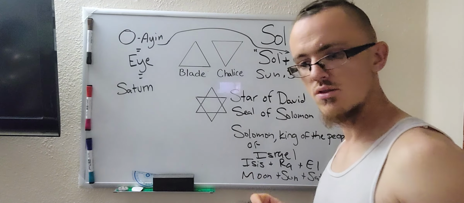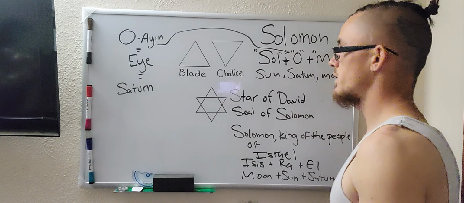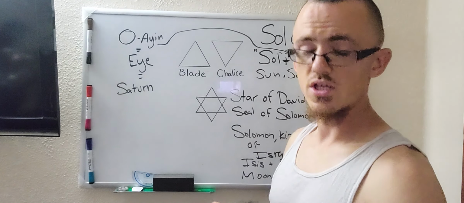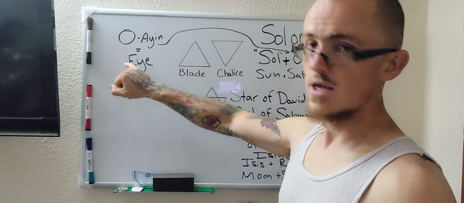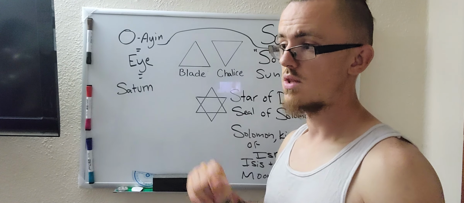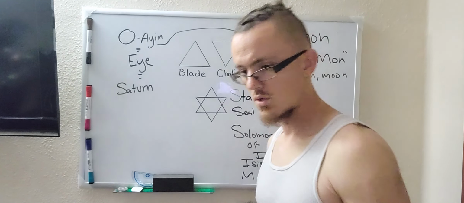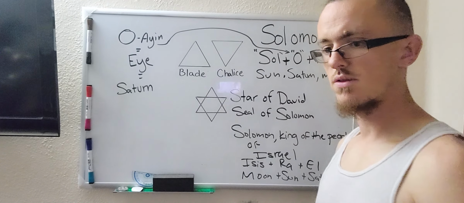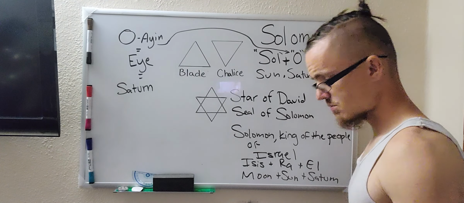Okay, so let's break down the language of the name Solomon really quick. Little prerequisite knowledge: the letter O in the Phoenician or Hebrew alphabet is Ayin, and it means eye. Well, the eye in the sky is known as Saturn. So this will be an interesting little tie together that I worked really hard on, so I hope people appreciate it. Okay, let me switch over to here.